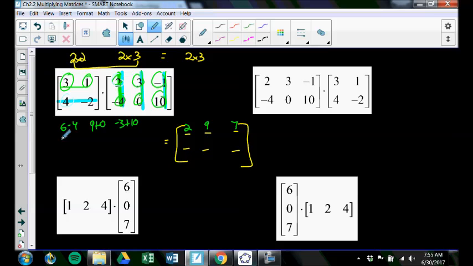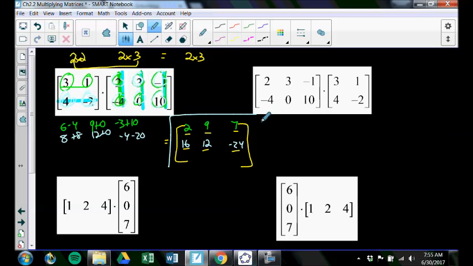Four times 2 is 8. Negative 2 times negative 4 is also 8. 8 plus 8 is 16. I'm sorry, I did that backwards. 4 times 3 is 12. Negative 2 times 0 is 0. 12 plus 0 is 12. 4 times negative 1 is negative 4. Negative 2 times 10 is negative 20. Those add to negative 24.